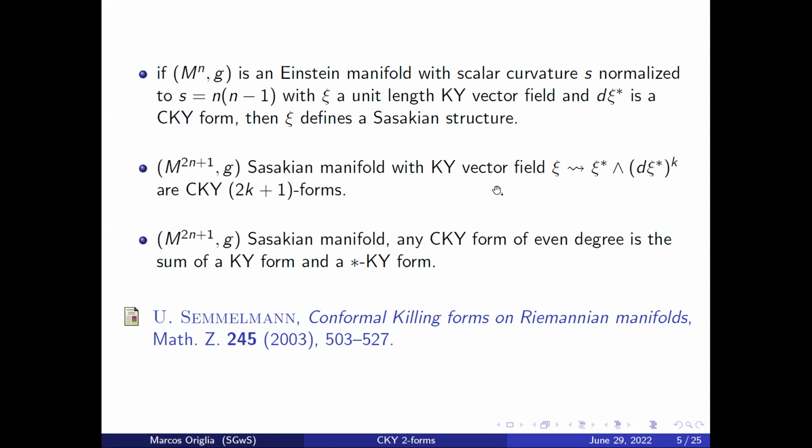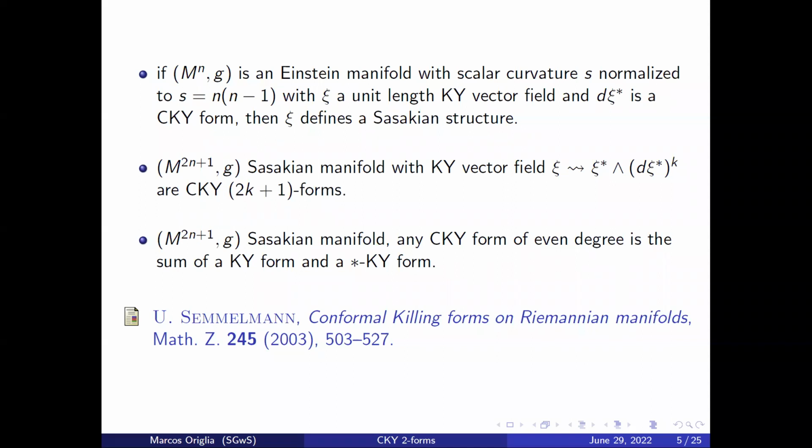Some other property of Sasakian: if M is a Sasakian manifold with a Killing vector field, the Reeb, then we have examples of 2k plus 1 conformal Killing forms. We have just to take the dual of this vector, and the differential of it to the power k. And we have examples of 2k plus 1 conformal Killing forms in Sasakian manifolds for any k.